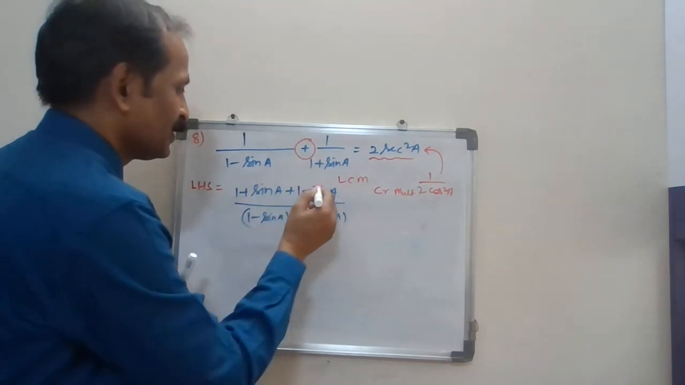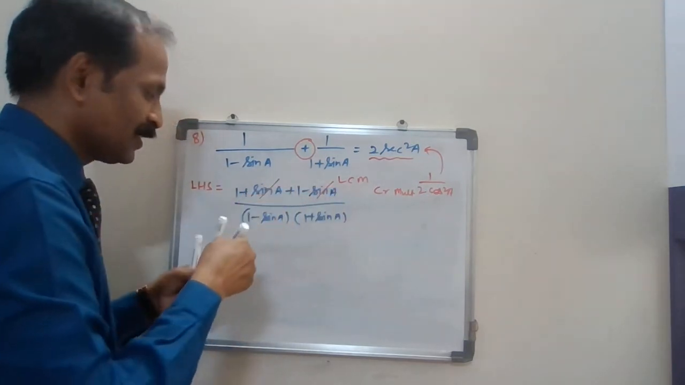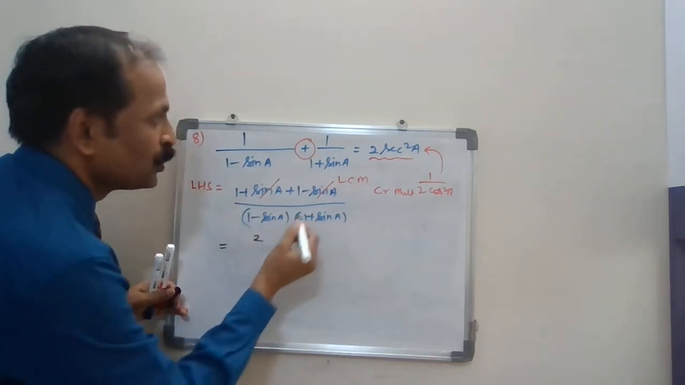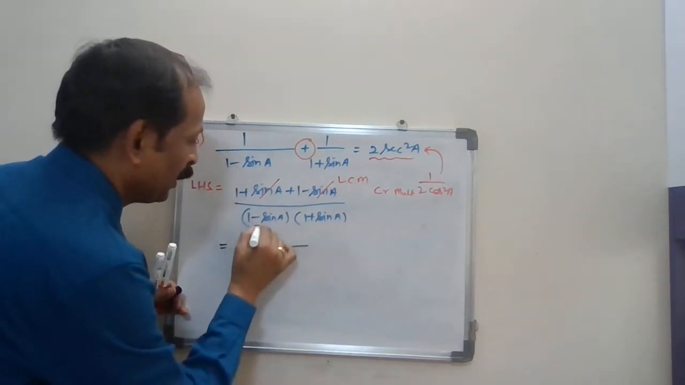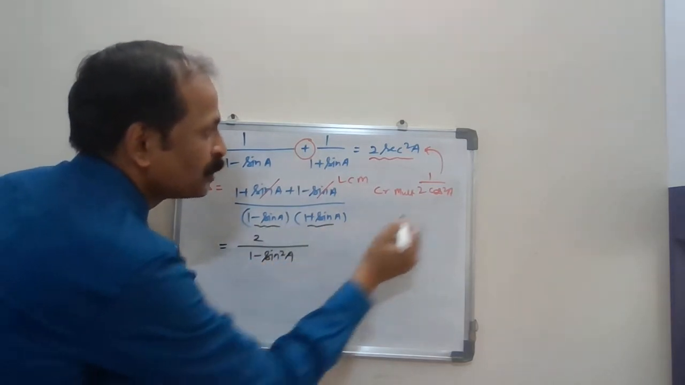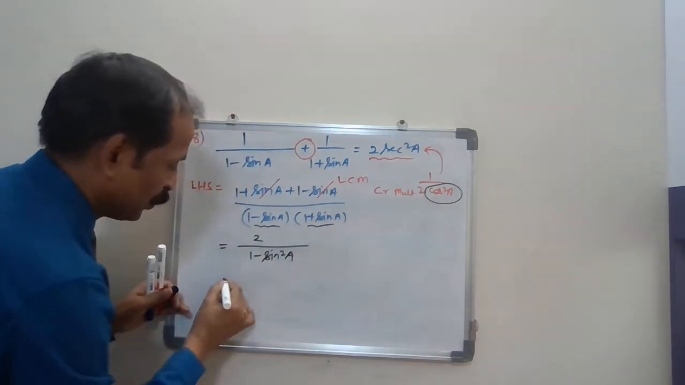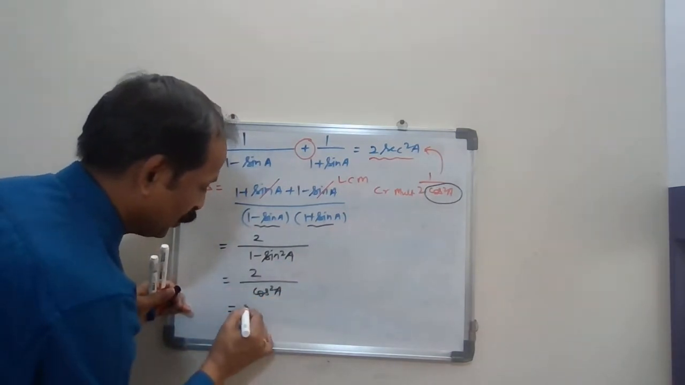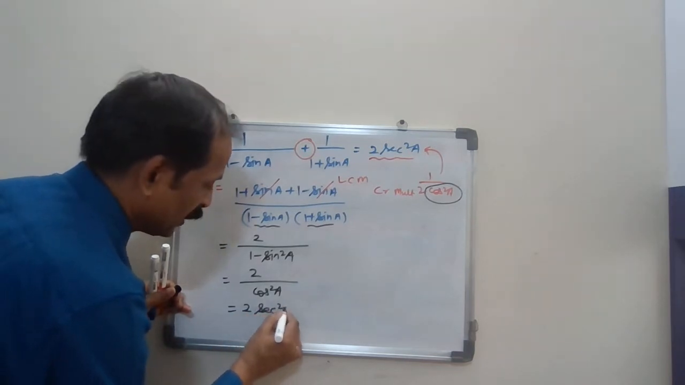And then you can cancel. Sine cancels, and you got 2, which is your requirement. And 1 minus sine A times 1 plus sine A is 1 minus sine square, which is your cos square. One more step: you can write cos square, and which is your twice sec square theta.